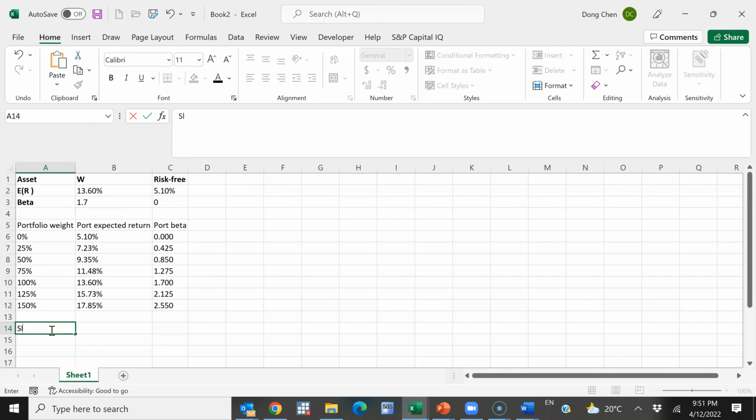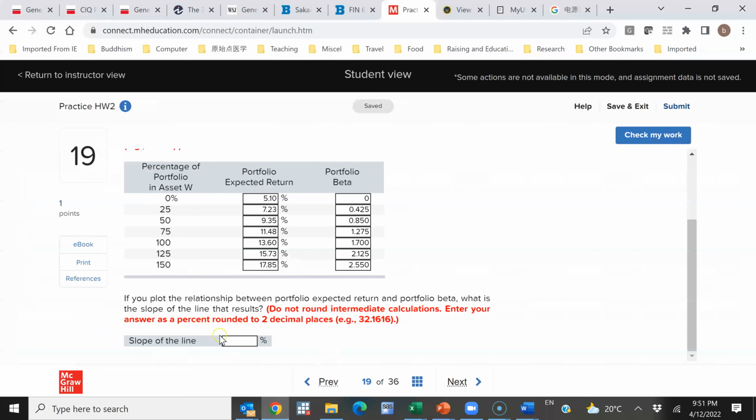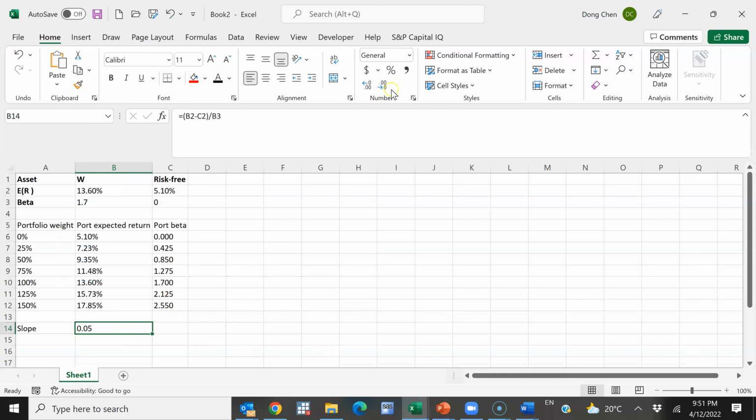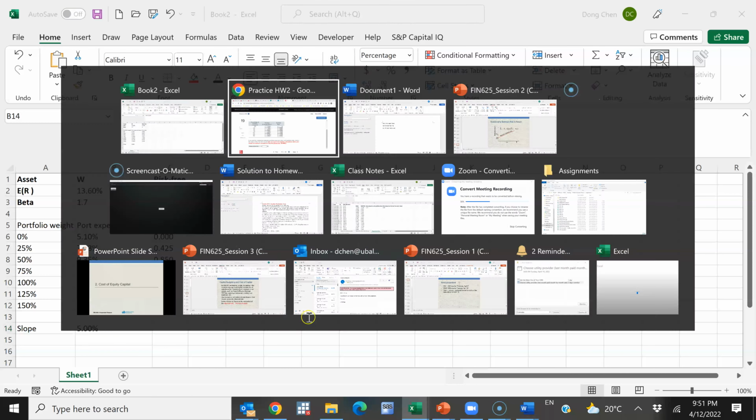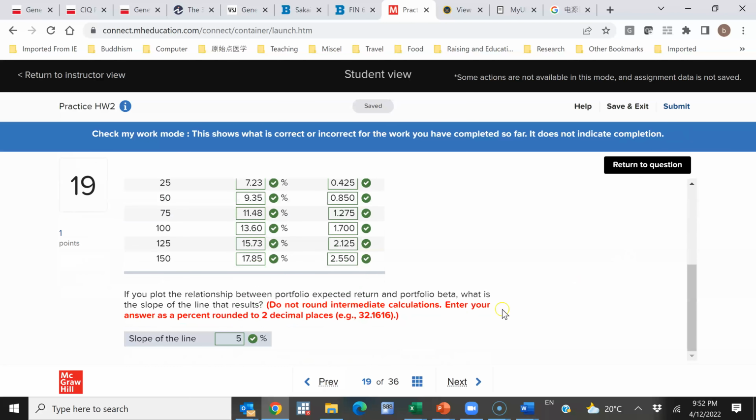So back to the Excel file, the slope will be RW minus RF, and divided by the beta of W. So that gives me 0.05. Now we need to keep this in percentage and keep 2 decimal places. So this is going to be 5%. And now let me check my work. All right.